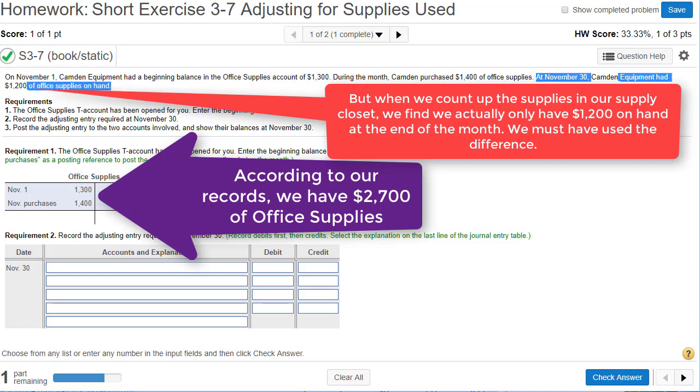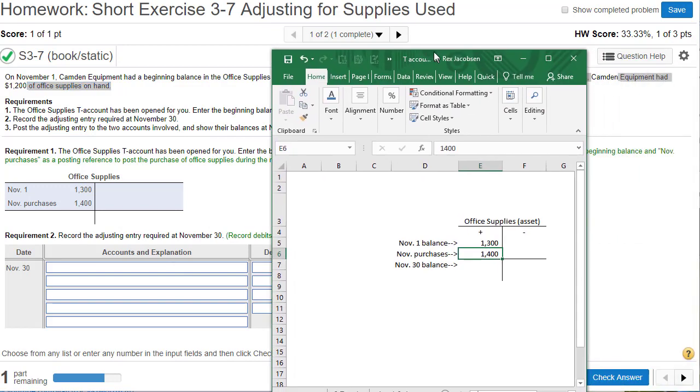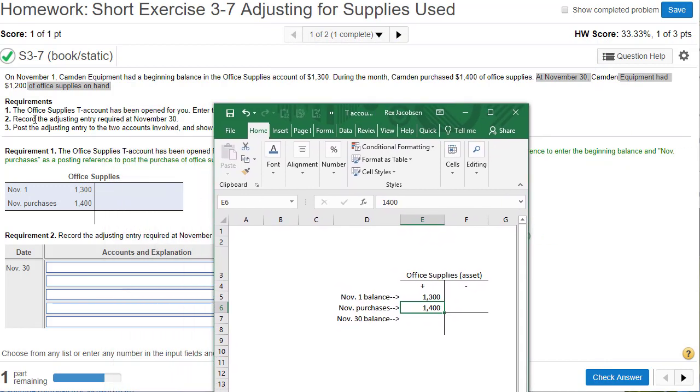So I'm going to continue filling out the T account in this Excel spreadsheet to show you what's going on. So I've recreated this T account and put it over here, but I've also added the November 30th balance, which we're going to put in here. And the November 30th balance is $1,200.